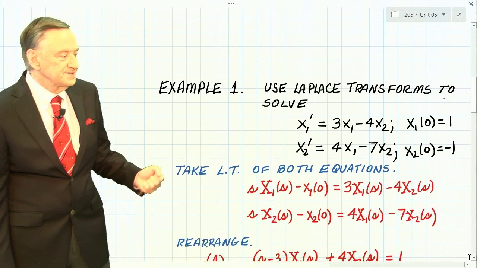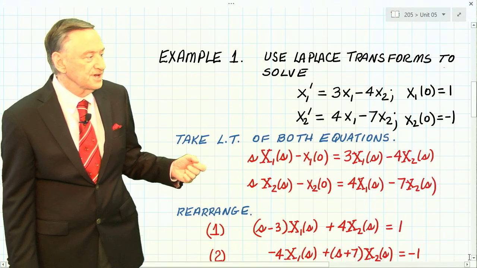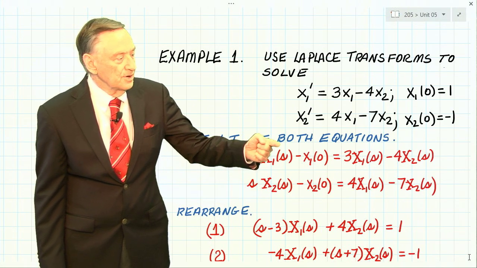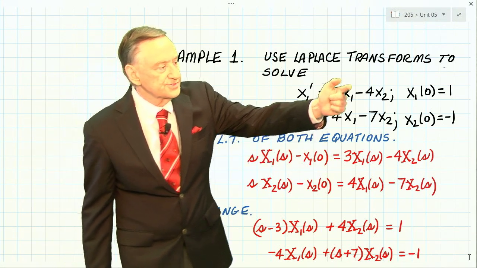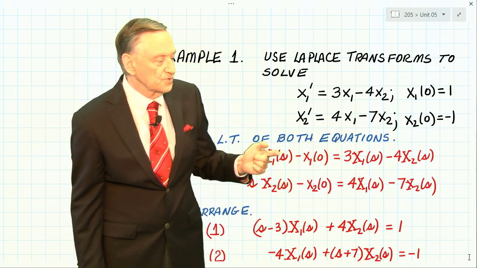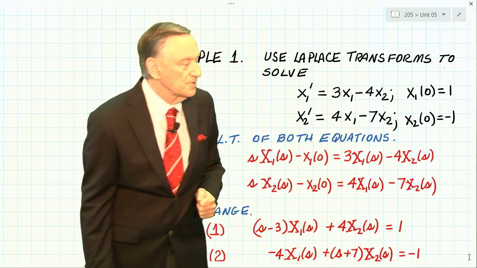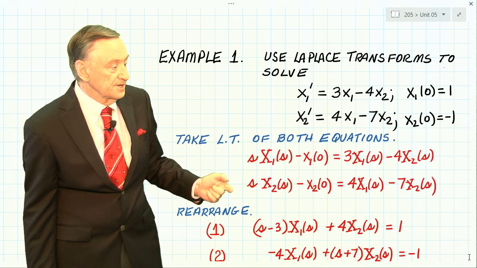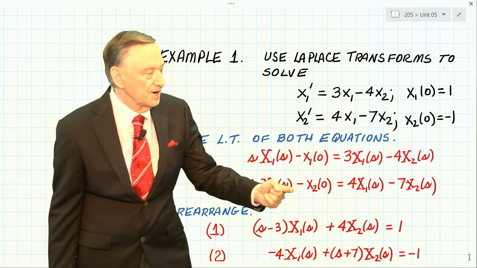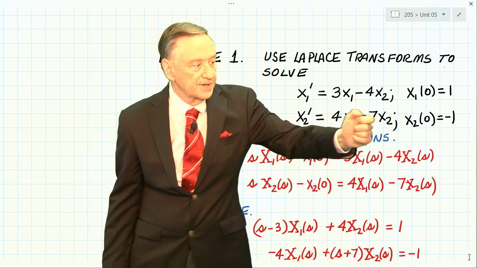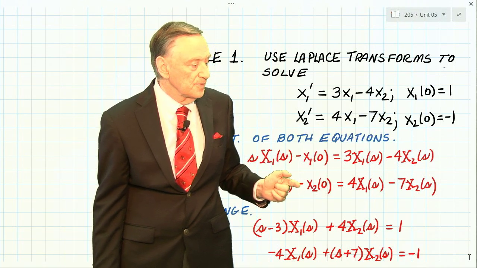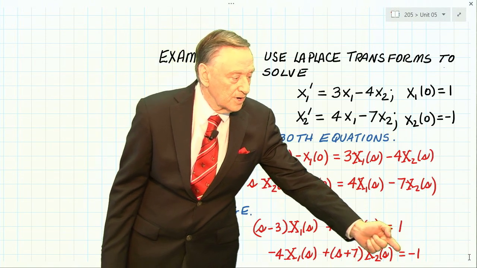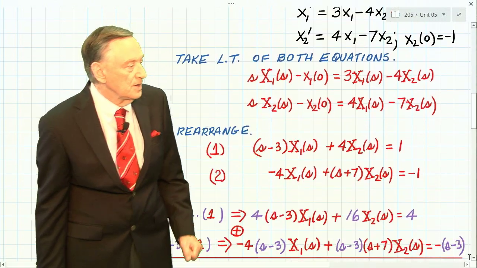So we're going to start here by taking the Laplace transform of each side, and we get what you see right here. Notice x sub 1 at 0 is 1, so we have a minus 1 here. When we take it to the other side, it's going to be a plus 1. Laplace transform of the second equation, we get what we see right here. X sub 2 at 0 is minus 1, so we have a minus minus 1, or a plus 1. When we take that to the other side, we're going to get a minus 1 right there.